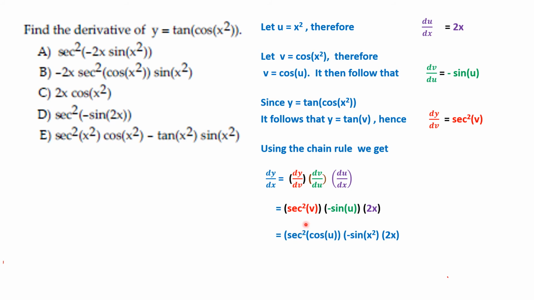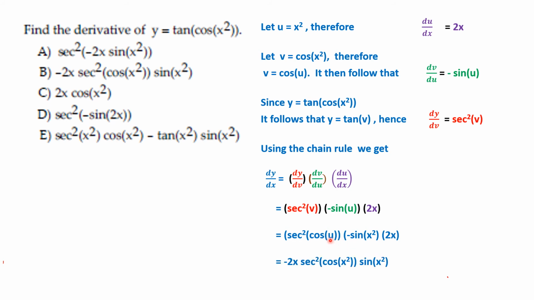We know that v is equal to cosine u, so sec squared v will be equal to sec squared of cosine u, and we have sine u, and we know that u is equal to x squared, so here we'll have sine x squared. We replaced u by x squared, and then we have 2x where it should be. Now we still have to do substitutions.